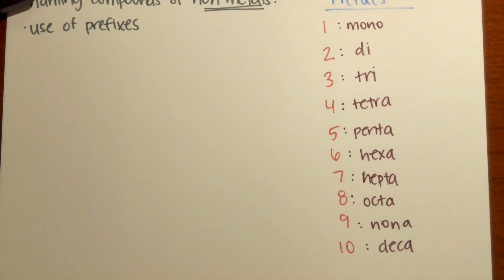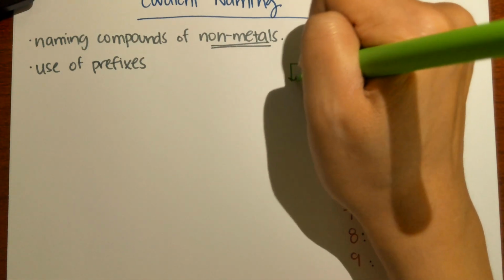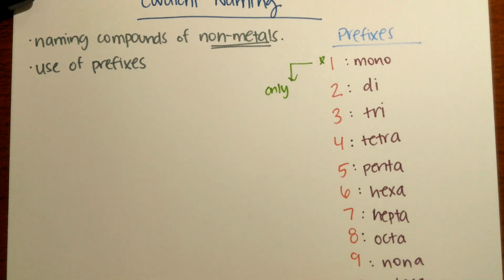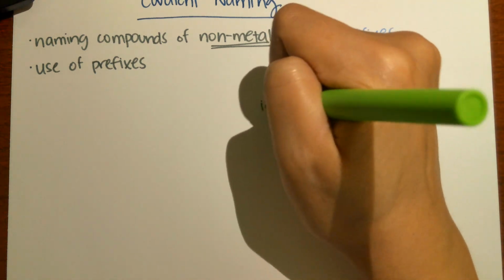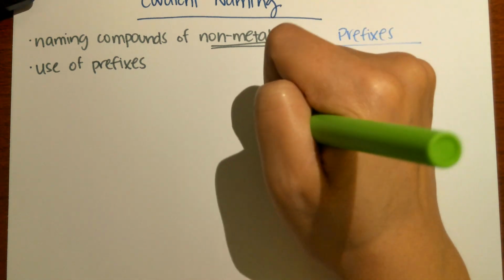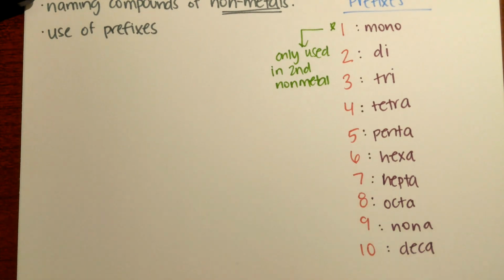Alright, so we're going to use these prefixes to name some examples of covalent compounds. But I do want to start off with mono. There's a special thing about mono: it is only used in the second nonmetal of the covalent compound. It is never used in the first nonmetal. All the other prefixes are used in both.